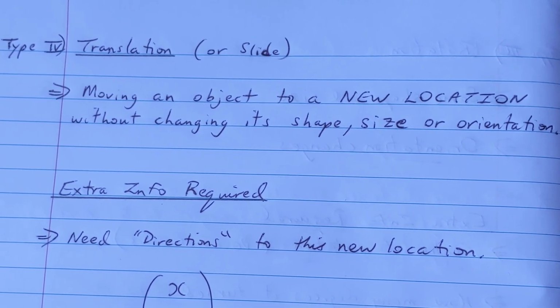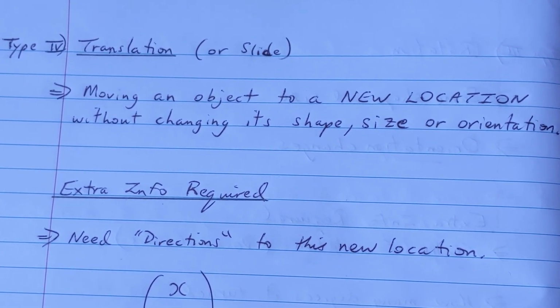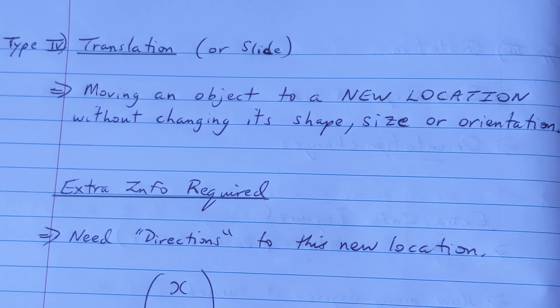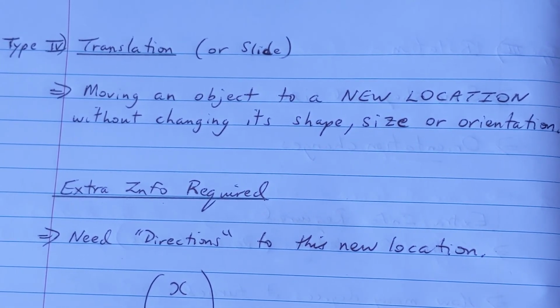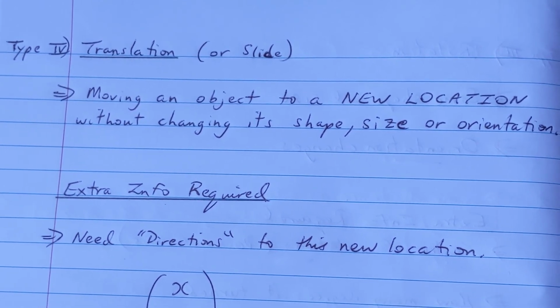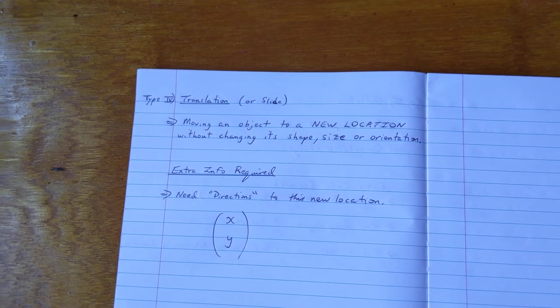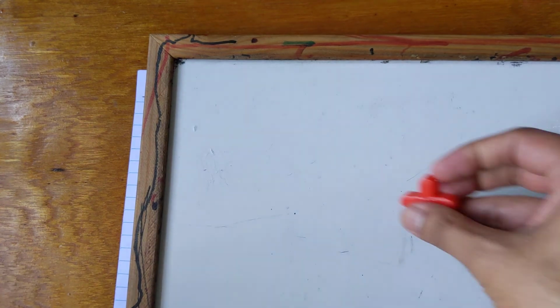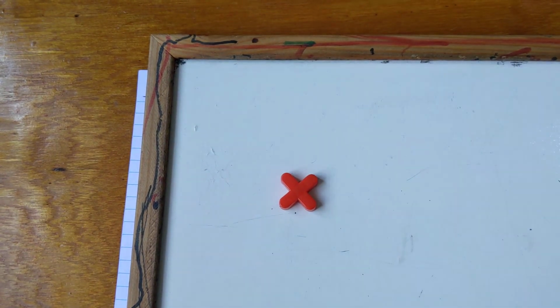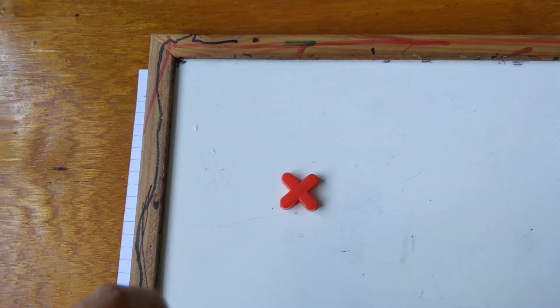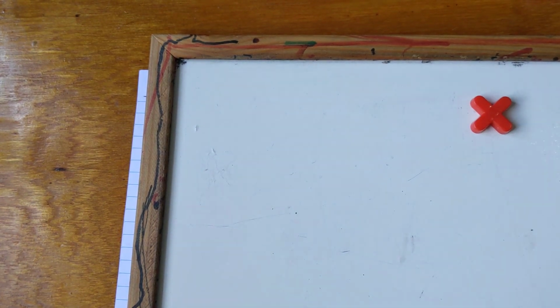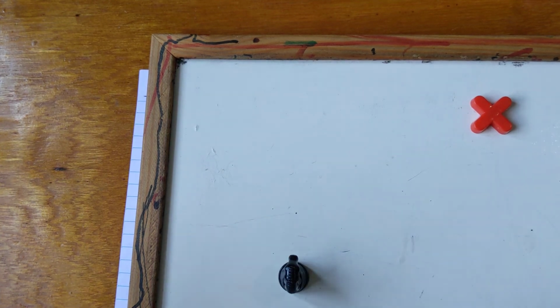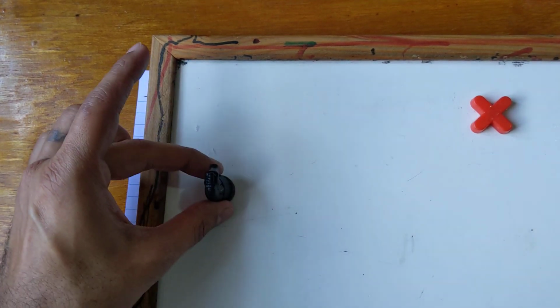So a translation is moving an object to a new location, but we're not changing anything about it. We're not changing its size, its shape, or its orientation. The example I normally like to use is the fridge magnet. I have my fridge magnet there, and I just don't like how it's looking there. I want to move it to a different part of my fridge, so I just slide it there.